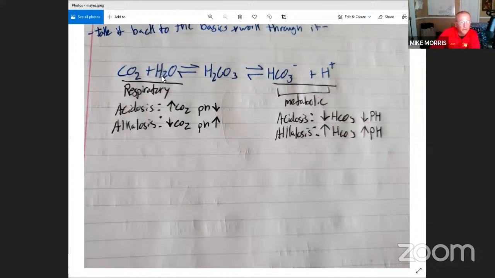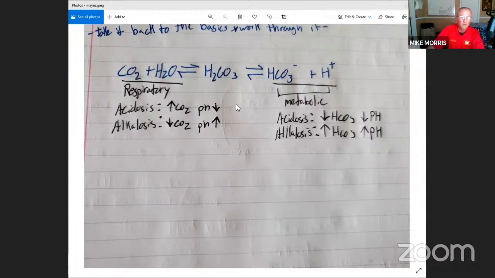So we got CO2 plus H2O yields H2CO3, which makes HCO3 minus plus H plus. Respiratory acidosis: so we have an increase in CO2, a decrease in pH. That is correct. Alkalosis, a decrease in CO2, an increase in pH. That is correct. Metabolic acidosis, a decrease in bicarb, would bring a decrease in pH, and that would be correct. And an increase in bicarb would bring along an increase in pH, and that is correct.